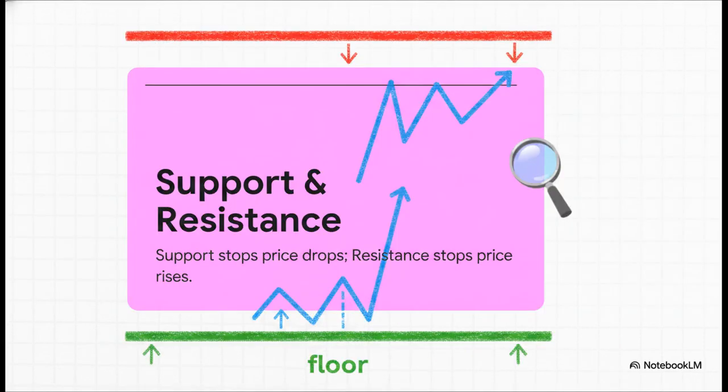The really crucial part here is knowing where these trends might stop or reverse. And that brings us to support and resistance. Support is the floor. It's the area where buyers step in to try and stop a price from dropping any further. Resistance, on the other hand, is the ceiling, where sellers step in to stop a price from rising. Honestly, these invisible defensive lines are probably the most absolutely crucial concepts you will ever learn in technical trading.